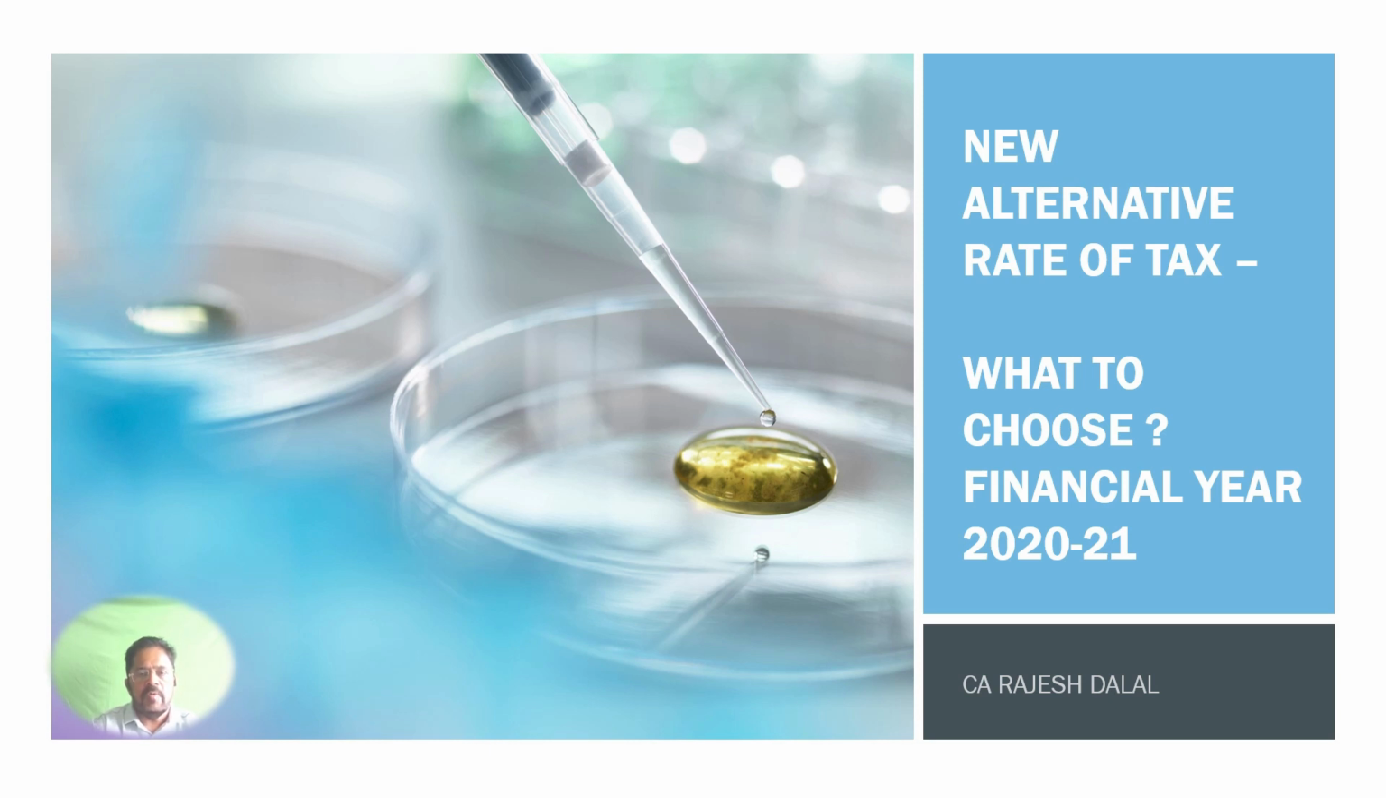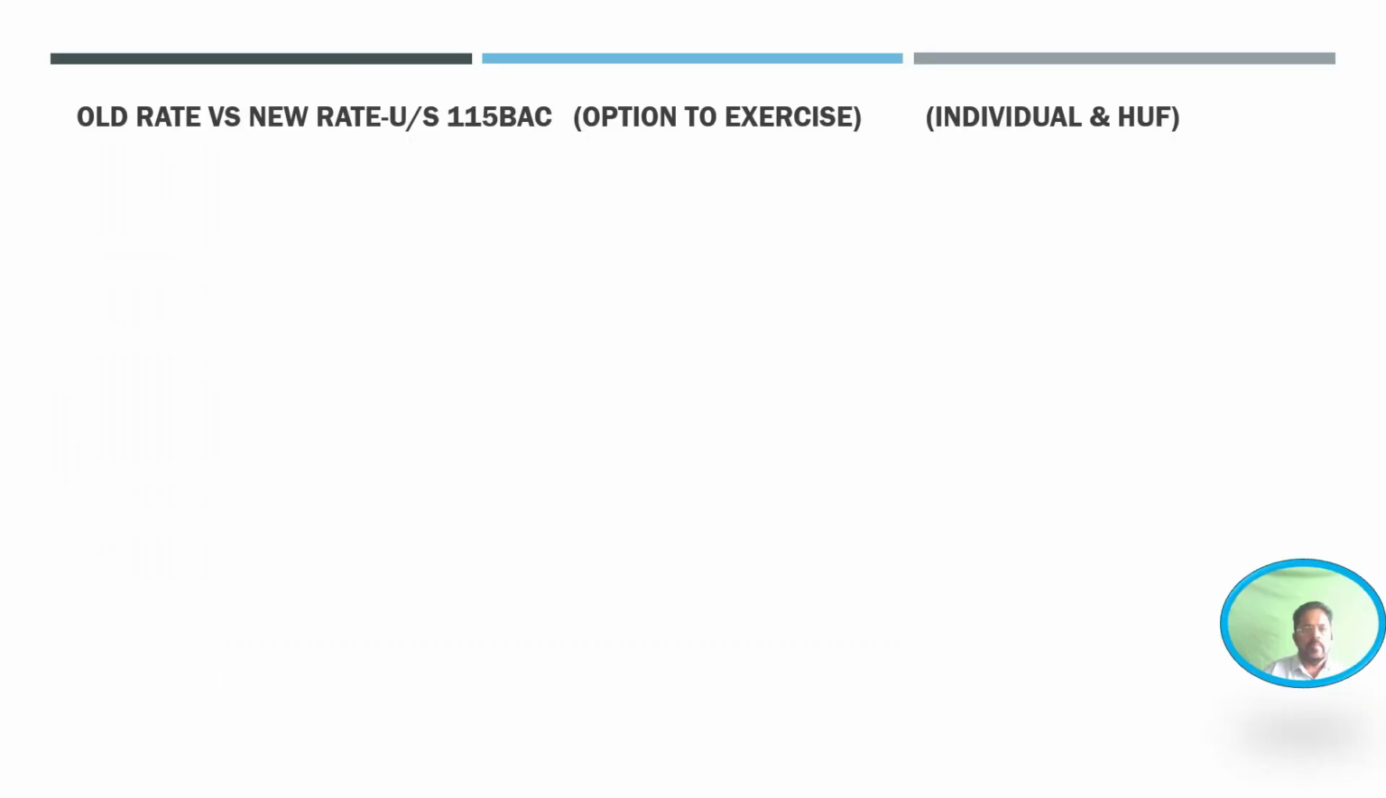To take this informed decision, we will go into detail, comparing the old rate of taxation as well as the new rate of taxation. So here we will compare the old rate versus the new rate. The new rate has been prescribed under section 115BAC, and the option has to be exercised either by an individual or by a HUF. So the new rate of taxation is applicable only for individuals and HUF. Now let us go into the detail.